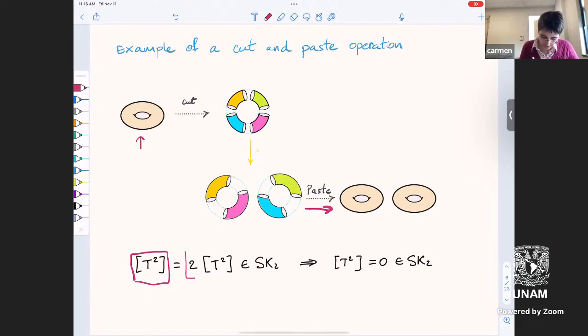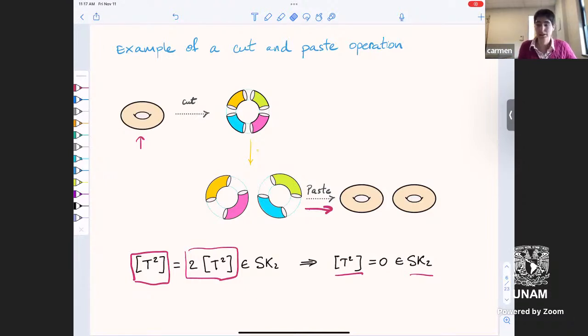It becomes just 2 tori. So if the torus is going to be equal to 2 tori, that means that the torus in the cut and paste group is going to be 0. This example in particular is drawn and phrased here as a 2-dimensional example, as a 2-torus, but this generalizes to any mapping torus. So anything that fibers over S1 will be 0 in the cut and paste group.